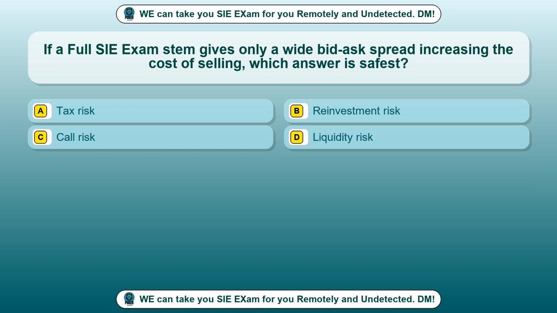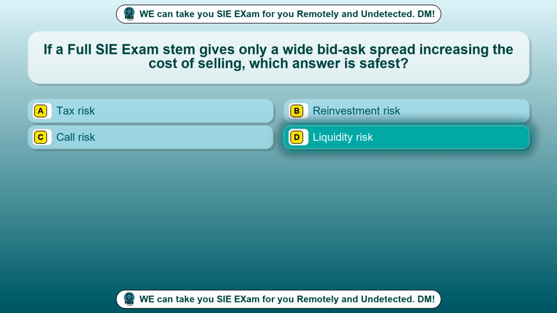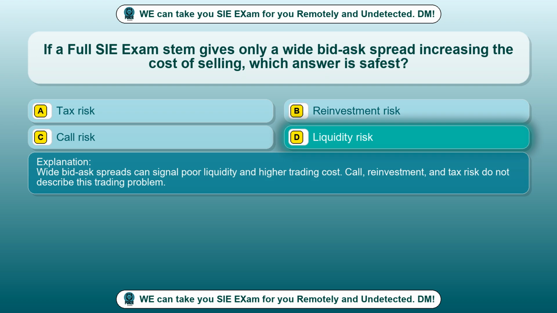Question 89. If a full SIE exam stem gives only a wide bid-ask spread increasing the cost of selling, which answer is safest? Option A, tax risk. Option B, reinvestment risk. Option C, call risk. Option D, liquidity risk. The correct answer is option D, liquidity risk. Wide bid-ask spreads can signal poor liquidity and higher trading cost. Call, reinvestment, and tax risk do not describe this trading problem.